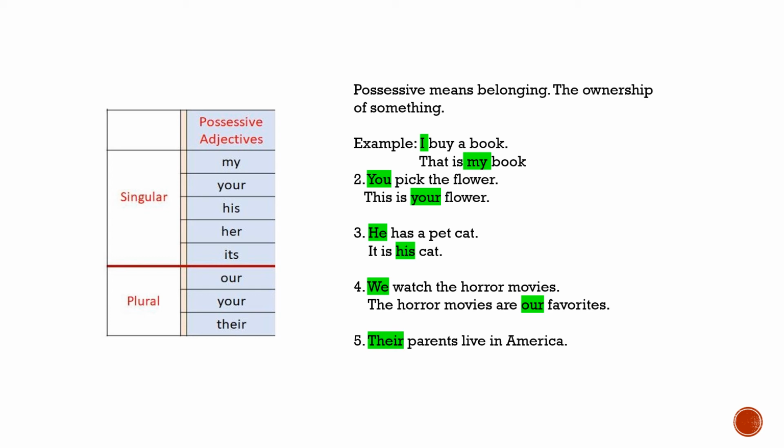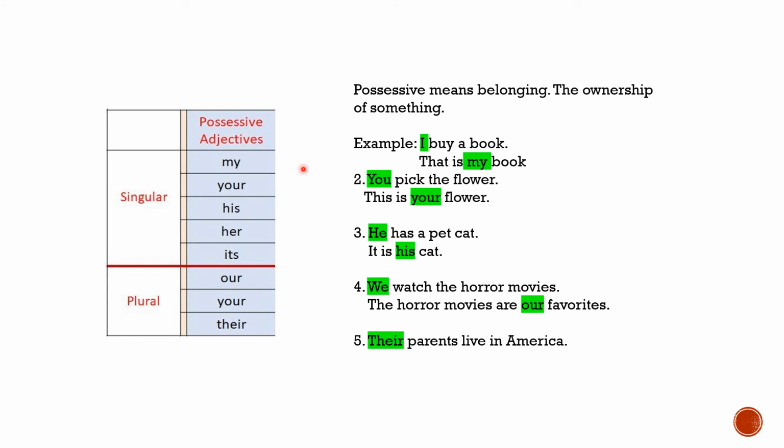Before we start, you need to know what it means by possessive. So possessive here means belonging or the ownership of something. For example, if I have a friend, her name is Siti. So I can say Siti is my friend. So my friend means Siti is a friend of mine. So by using possessive adjective, you are actually addressing something or someone that belongs to you. It is associated with you or a part of you.